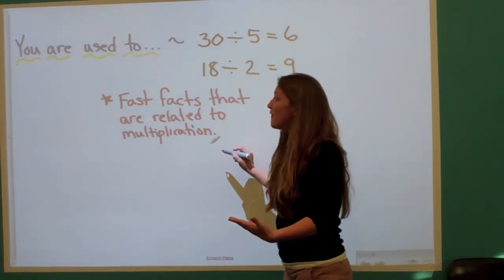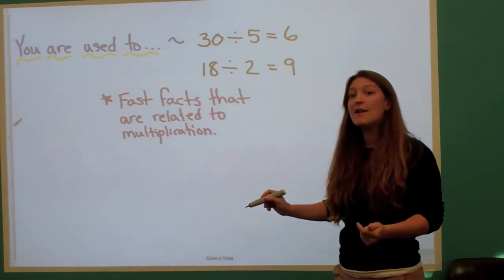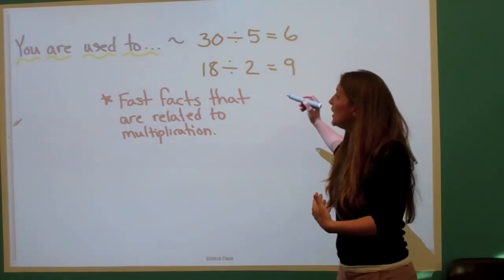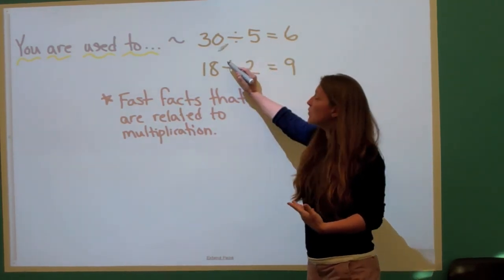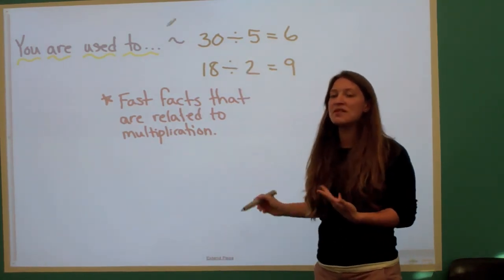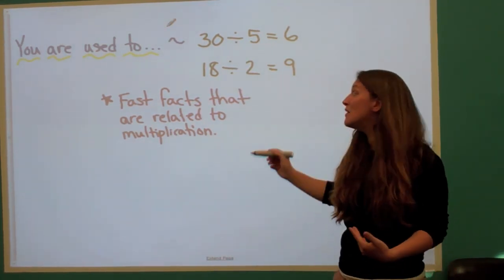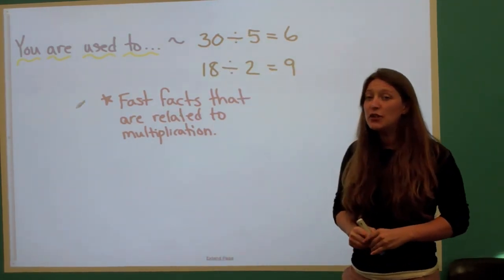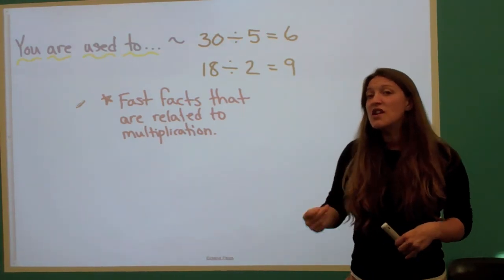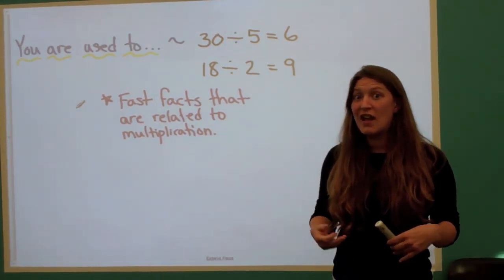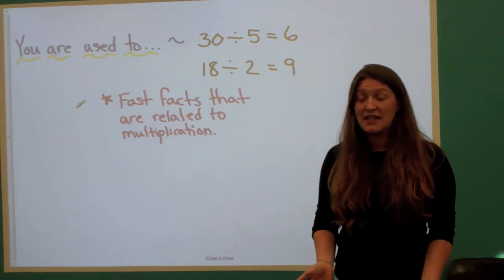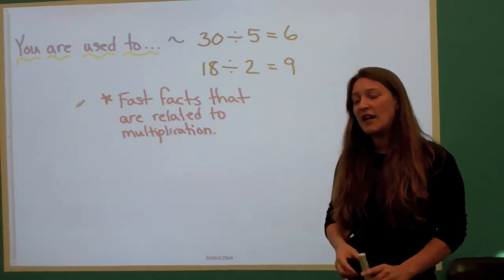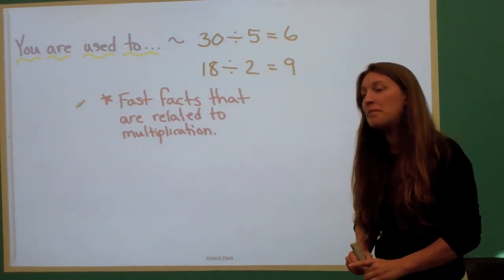We're also used to the fact that fast facts in multiplication help us with our division. So we know that 5 times 6 equals 30. That helps us when we're dividing 30 by 5. Same for 18 divided by 2 equals 9. Since we know our fast facts with multiplication and that 9 times 2 equals 18, then we also know that division fact, that 18 divided by 2 equals 9.